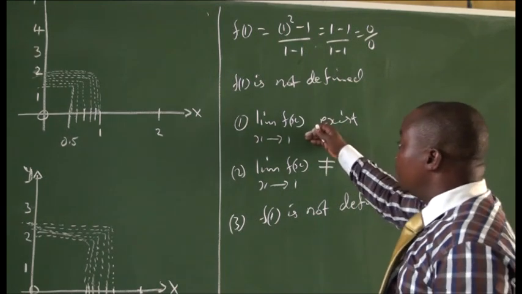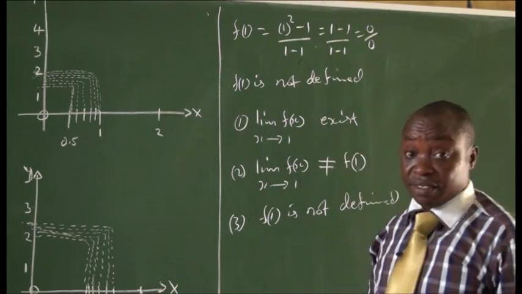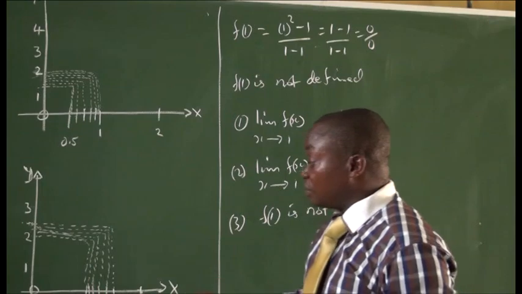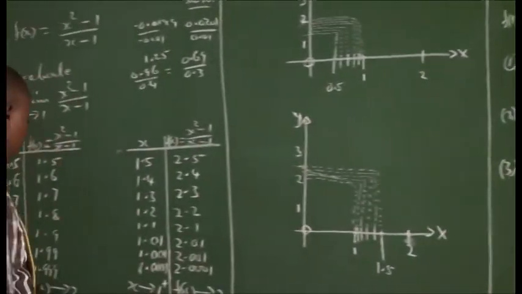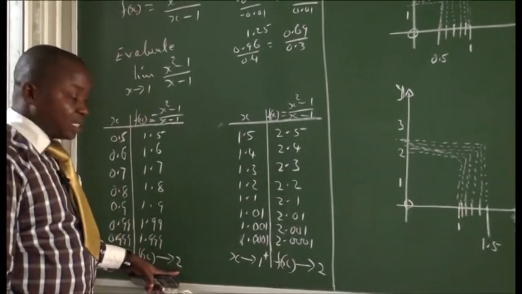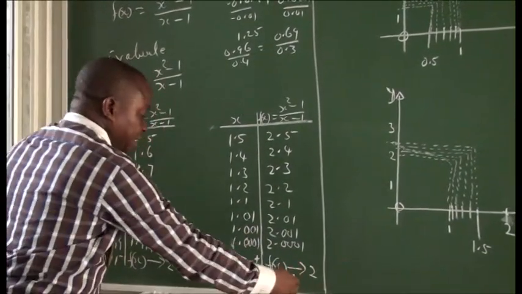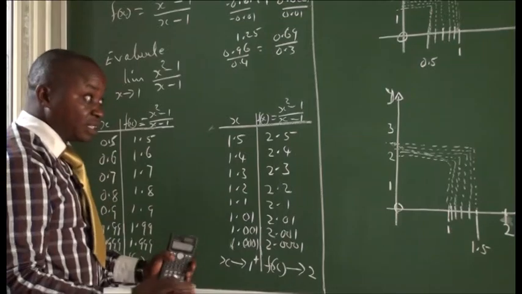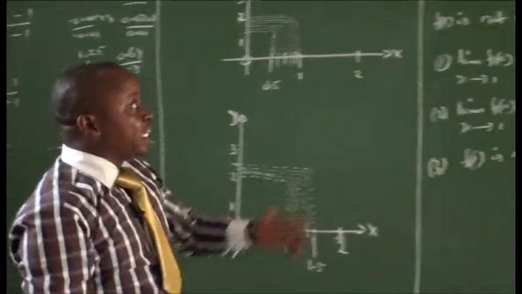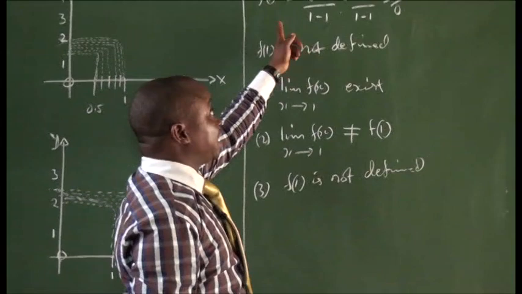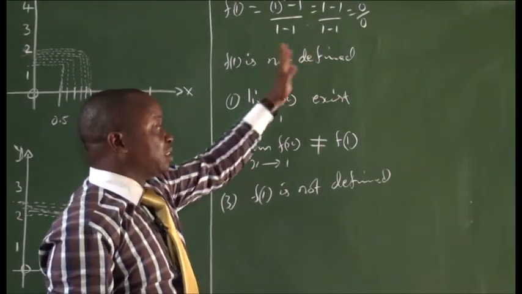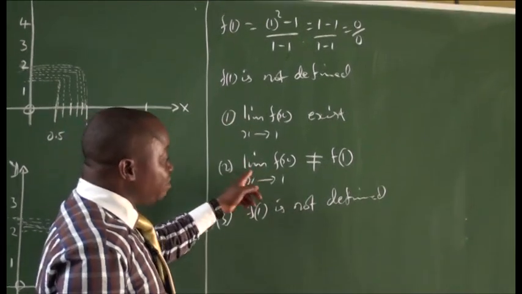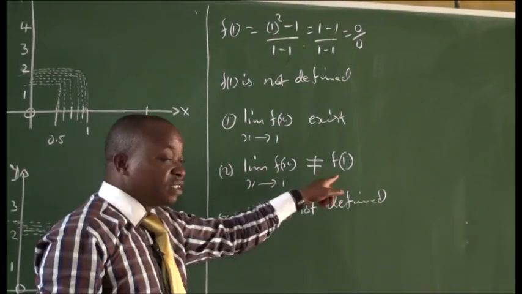Property number 1, we say the limit of f of x exists. What does that mean? It means that we have seen the limits, because from this table, the limit here is 2. If you come this way, as x approaches 1, it is also 2, so the limit exists. Now we come to find f of 1. You see that f of 1 has that value 0 over 0, which is undefined. So meaning that the limit of f of x is not equal to f of 1.